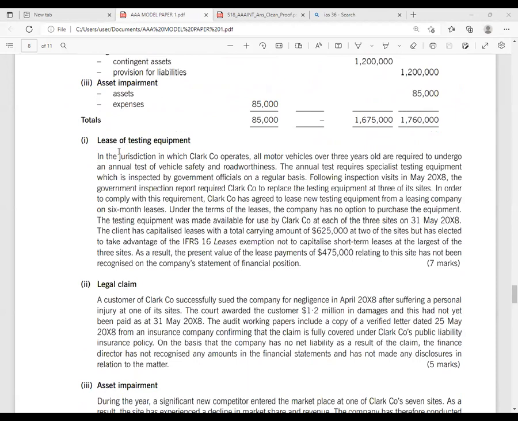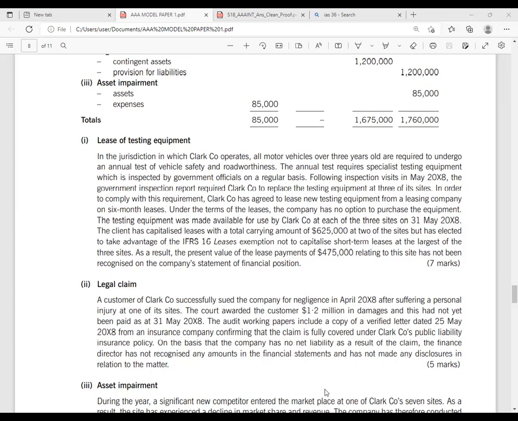Lease of testing equipment. In the jurisdiction in which Clerk Company operates, all motor vehicles over 3 years old are required to undergo an annual test of vehicle safety and roadworthiness. The annual test requires specialist test equipment, which is inspected by government officials on a regular basis. Following inspection visits in May 2018, the government inspection report required Clerk Company to replace the testing equipment at 3 of its sites. In order to comply with this requirement, Clerk Company has agreed to lease new testing equipment from a leasing company on 6-month leases. So the question is, according to IFRS 16, is this a short-term lease?